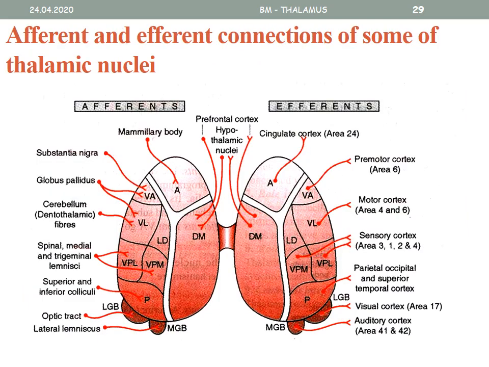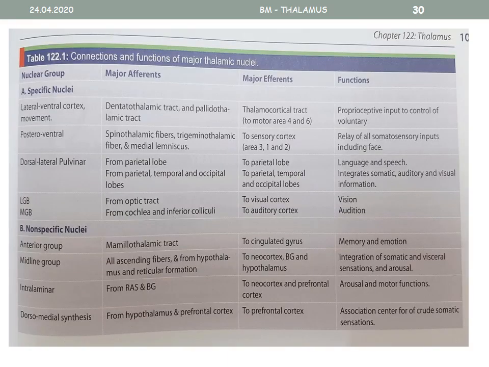Again, you can revise the afferent and efferent connections of some thalamic nuclei. This tabular column gives you all the specific and non-specific nuclei and their major efferent and afferent connections and its functions. Please go through.